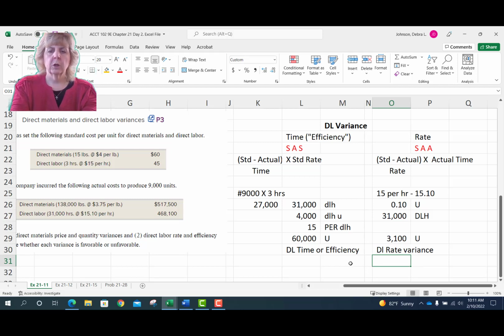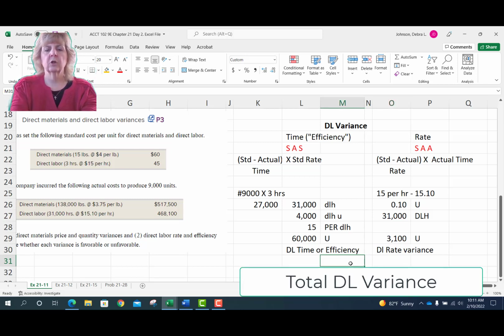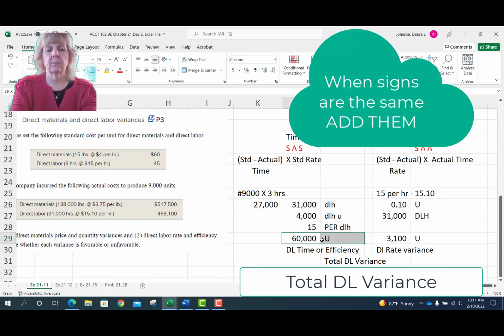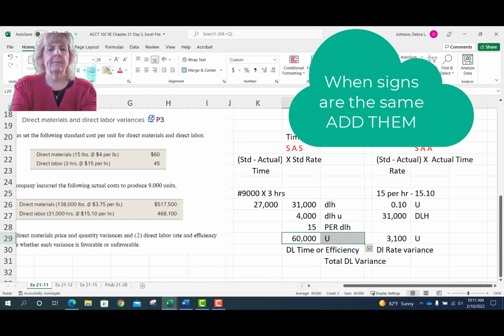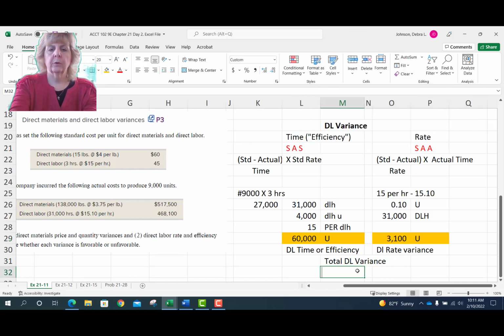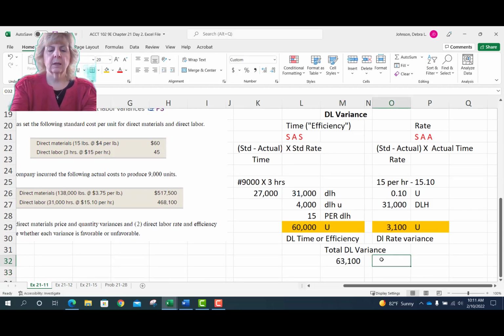I would encourage you to get used to computing a total direct labor variance. Even though your author didn't stress it, I think it's incredibly important that you do that. In this case, since the signs are the same, we would just add them up. And when I add up these orange lines, we would get a total direct labor variance of 63,100 unfavorable.